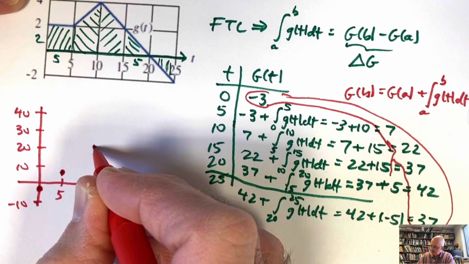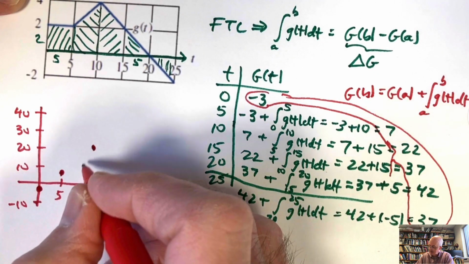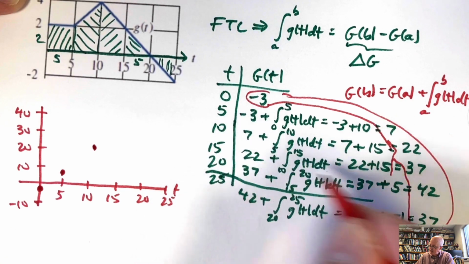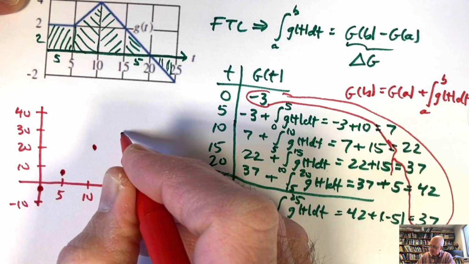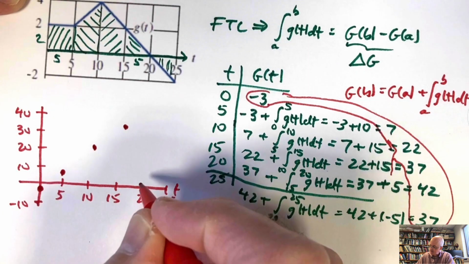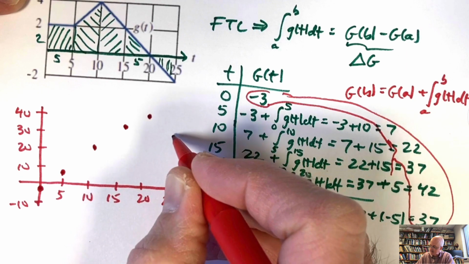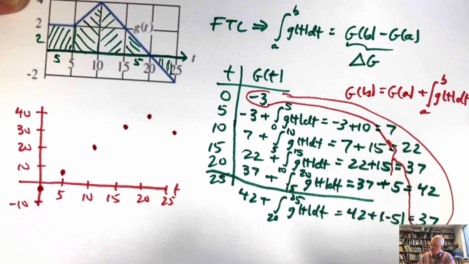It's kind of looking like a straight line. It's not. It's a little deceiving. My scales may not be perfect. Capital G of 15 is 37, so we get up to about here or so. Capital G of 20 is 42, so we get slightly above 40 there, and then we go back down to 37 when t equals 25.